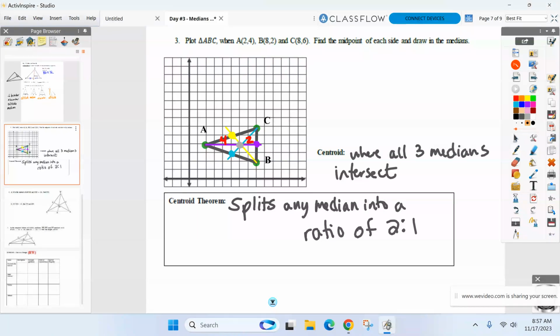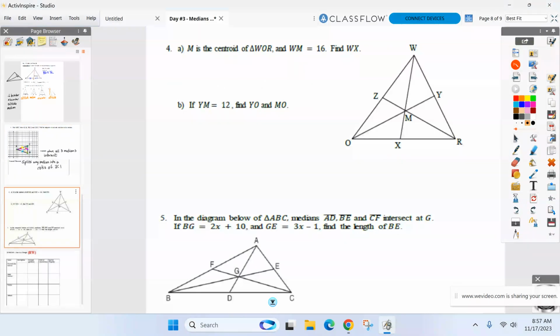Everyone see, because now we're going to start putting numbers to these problems. Look at this problem below it. In the directions, it says M is the centroid. I'm like, all right, so that means median. So it's again word association: centroid, medians, and 2 to 1. Now I'm going to give you WM is 16. What's the length of WX, the entire median? Well, I can't answer that unless you tell me what MX is, so I can add it to 16. Based on this 2 to 1 fact, what does MX have to be then?